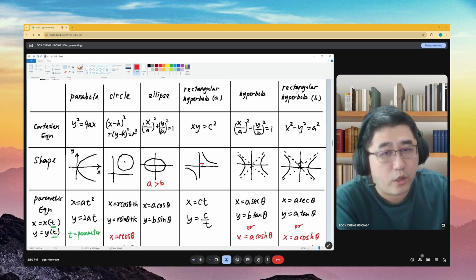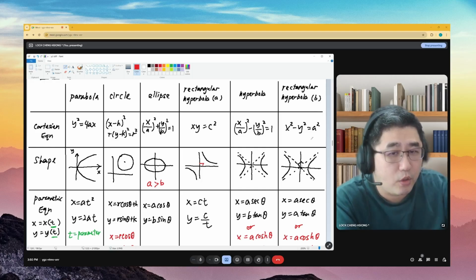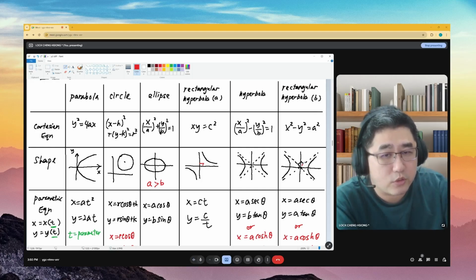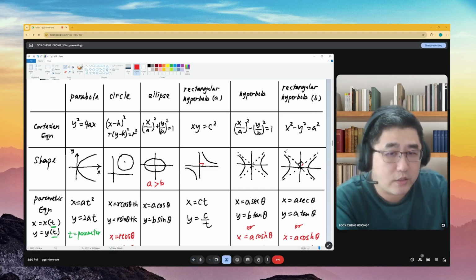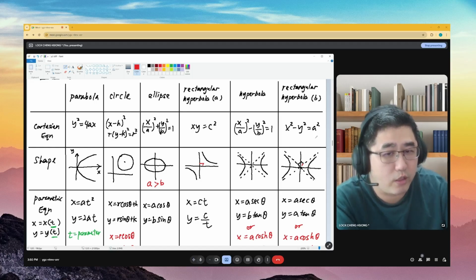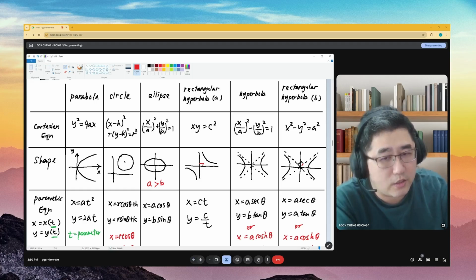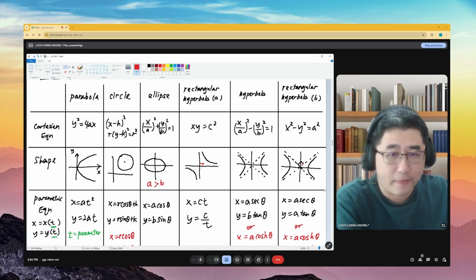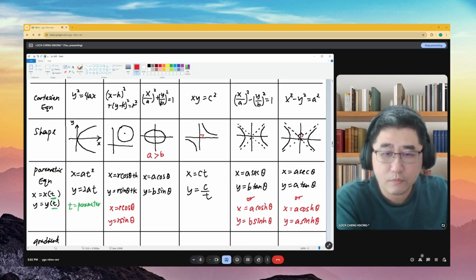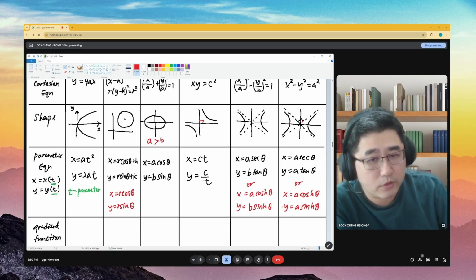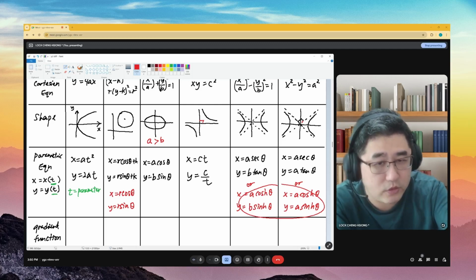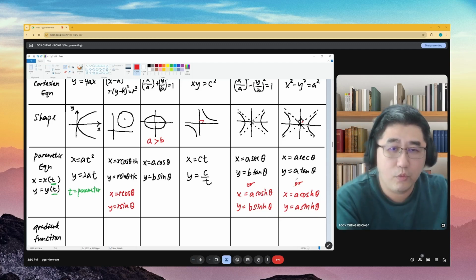Then you have a rectangular hyperbola B. You also have asymptotes here, where the asymptotes are perpendicular. So x squared minus y squared equals a squared. I have x equals a secant theta, y equals a tangent theta, like this. At the bottom, I wrote some additional things. This is for the further maths syllabus. You can ignore it for now.